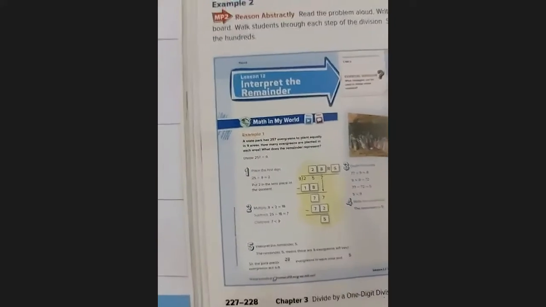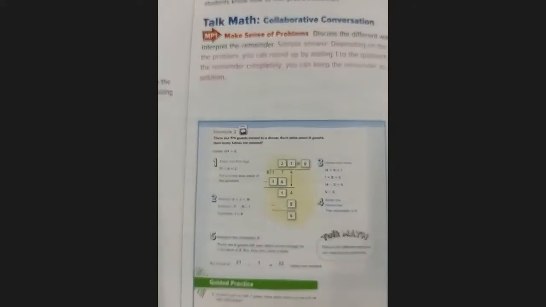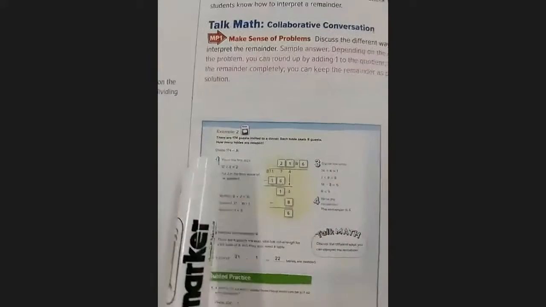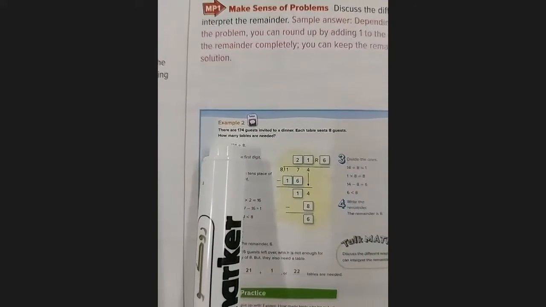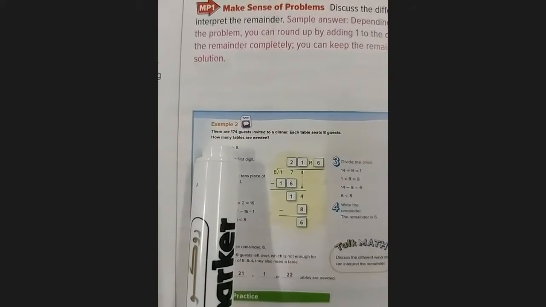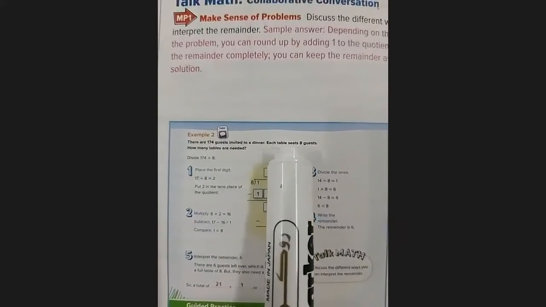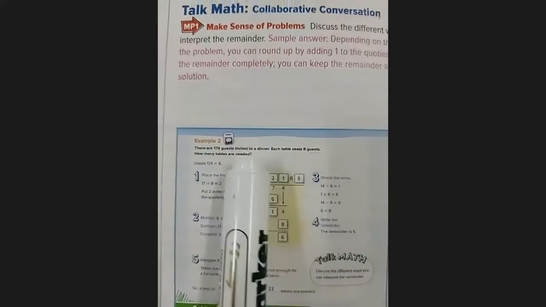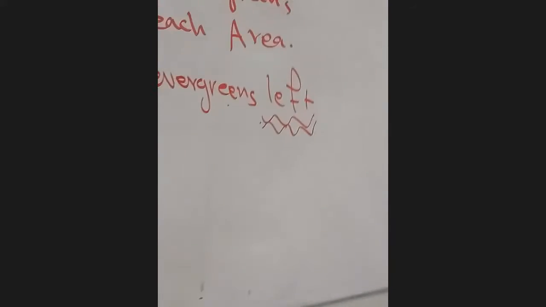This is example 1. Let's go to example 2 together. Who can help me here? Ghassan. Yes, Mister, read. Example 2. There are 174 guests invited to a dinner. Each table seats 8 guests. How many tables are needed? Yes, good question.